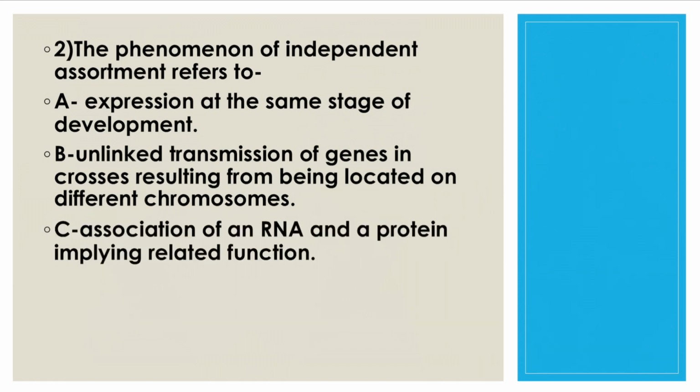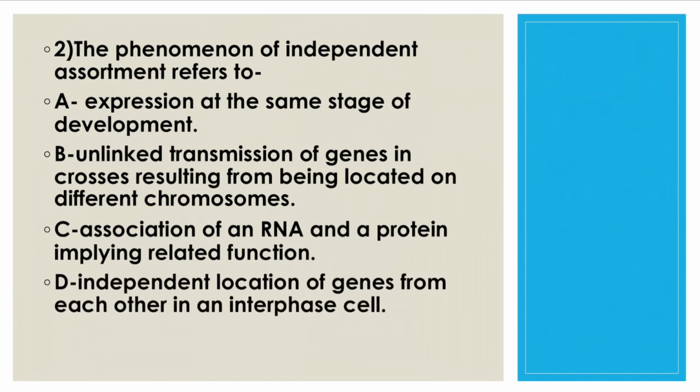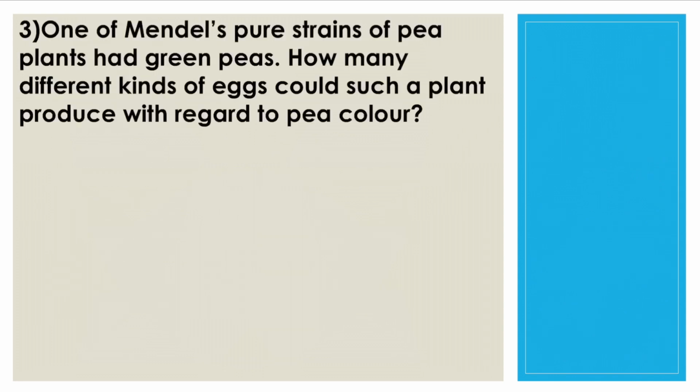Third option is association of an RNA and a protein. There is no association of RNA and protein in Mendel's laws of inheritance. Independent location of genes from each other in an interphase cell: Mendel's laws of inheritance do not tell about the location of genes in an interphase cell. So the answer is B. Let's get to the next question.